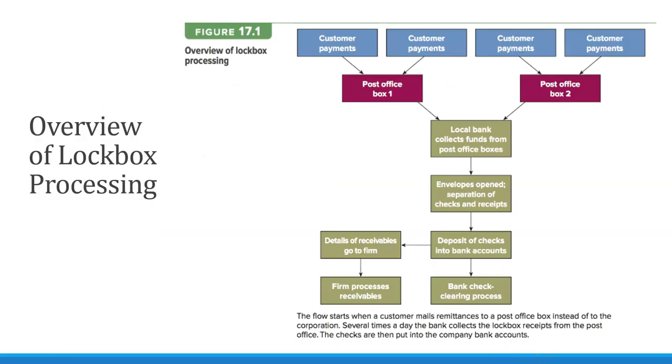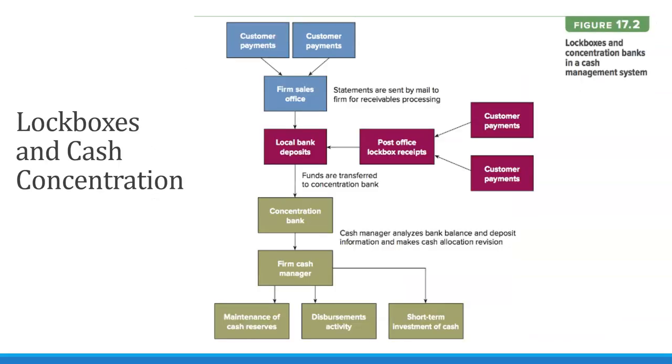This is an overview of how that lockbox system works, that customers mail their payments to various post office boxes in a geographic region. The bank collects those funds, separates out the checks and receipts, and deposits them in the bank accounts. The receivables go to the firm, and the firm processes that. And if we add the lockboxes with a concentration, then the local bank deposits send them to a concentration bank, and a cash manager keeps track of that information and then disperses it out.